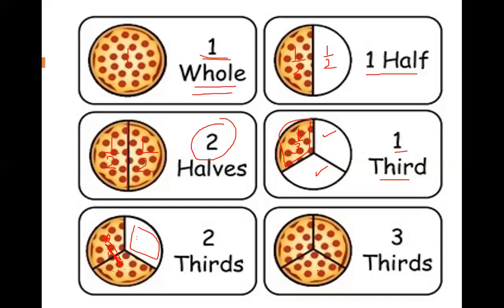When you have all three slices on your plate, it means this is 3/3 and it equals the whole pizza. So 3/3 will give me a whole pizza, right? So we can say that 3/3 is one whole.